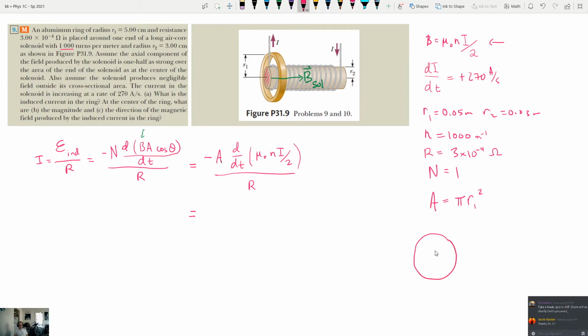Don't you use R2? What would be the reason for using R2? So this is our scenario. If we look at the end, we have 2 radii, right? This is R2, this is R1, and this is R2.